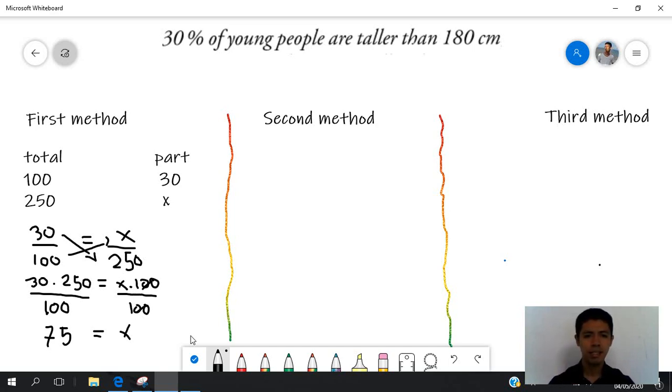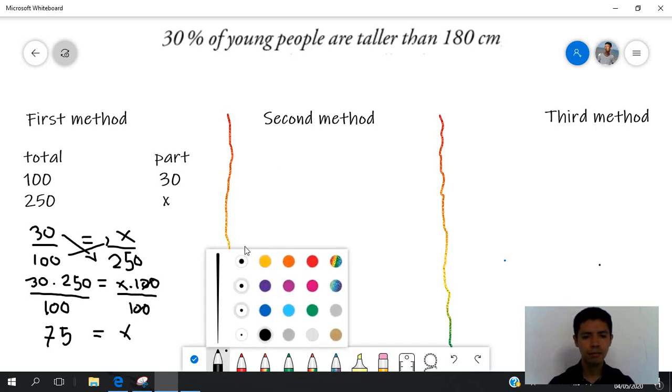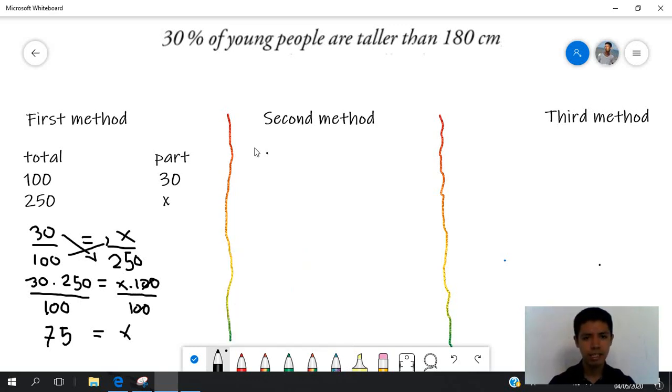Second method. I can see a percentage as a fraction. If I say 30%, I'm saying 30 over 100 because out of 100 I have taken 30 parts. I will express it like this. 30% equal to 30 over 100.